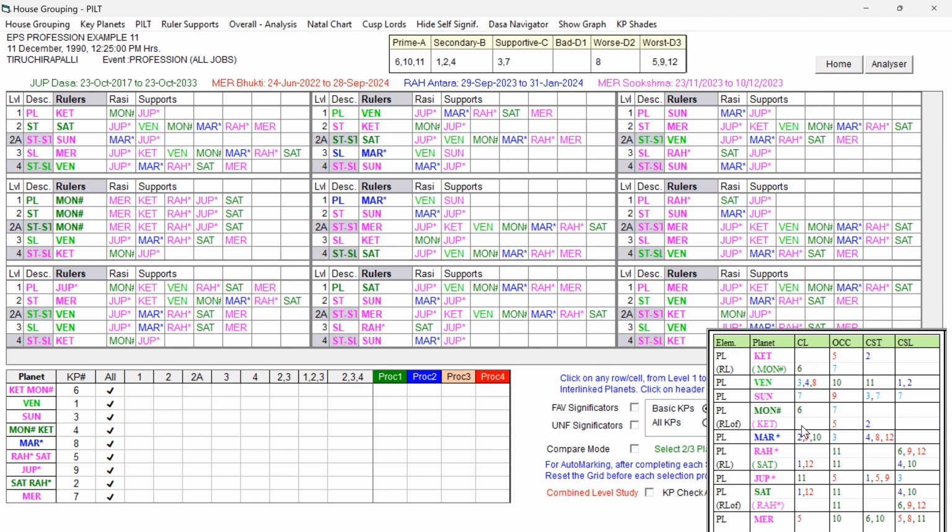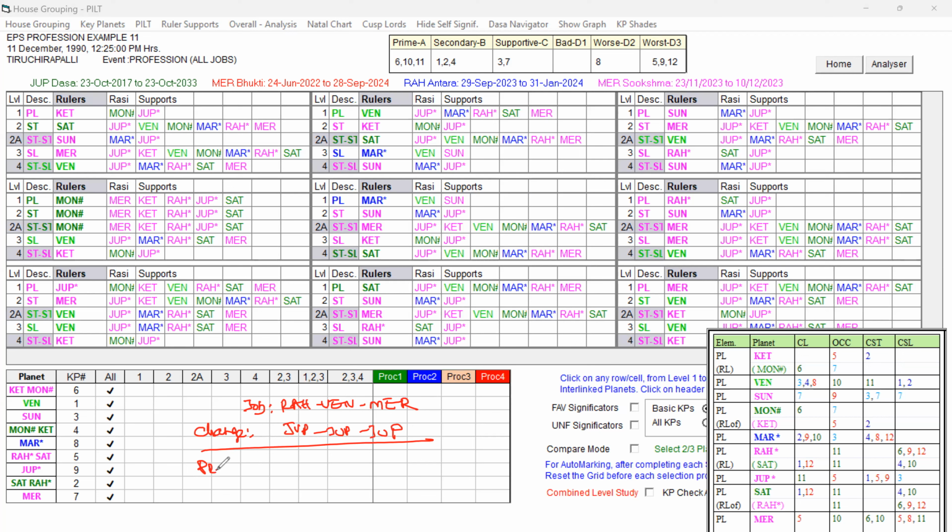Now let me note down the periods which happened so that it will be easier for you to judge. The native got the job in Rahu Dasa, Venus Bhukti, and Mercury Antara. And change of job happened in Jupiter Dasa, Jupiter Bhukti, Jupiter Antara. He got the change of job.